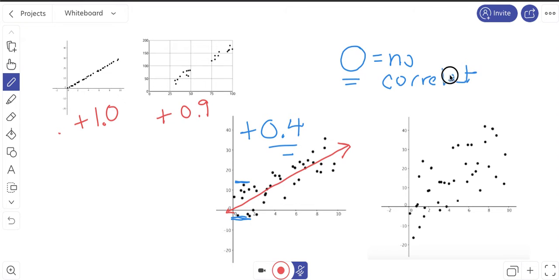I'm sure it probably needs to have one more L in it. Nah, correlation, that looks good. All right, so no correlation. Zeros are no correlation.